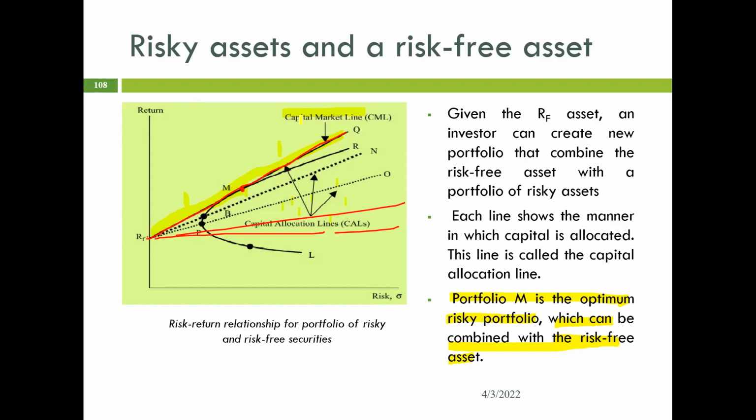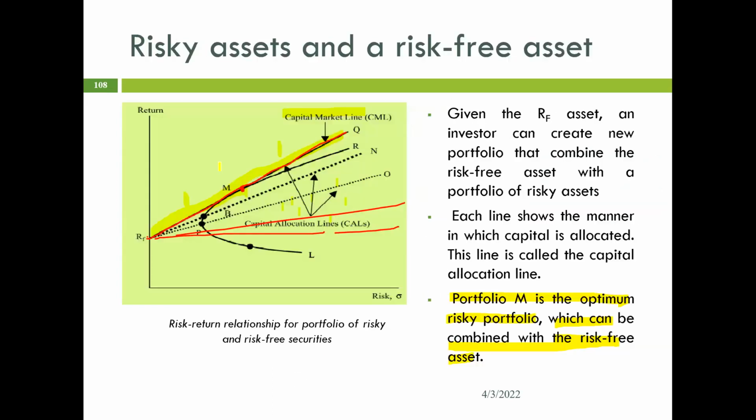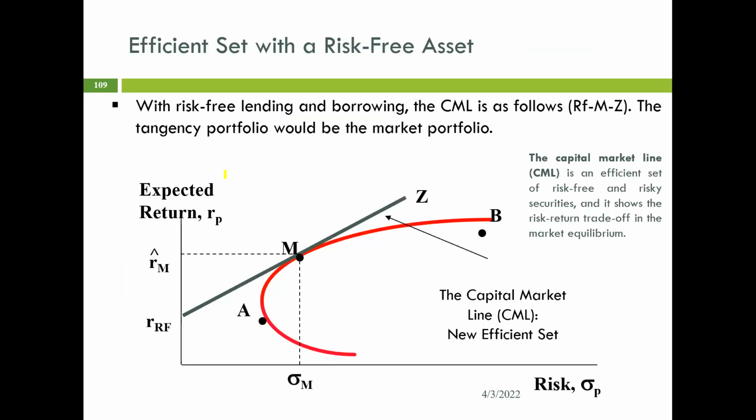So this we call the borrowing portfolio. Up to RF to M we call the lending portfolio. So I think that is explained in the next slide. With risk-free lending and borrowing, the capital market line follows RF to M. So with risk-free lending and borrowing, the capital market line now runs RF to M to Z.